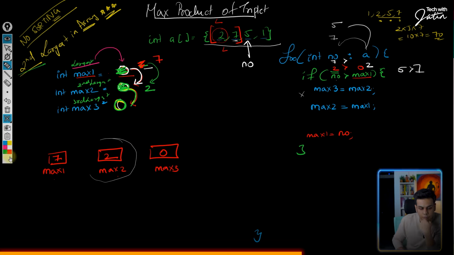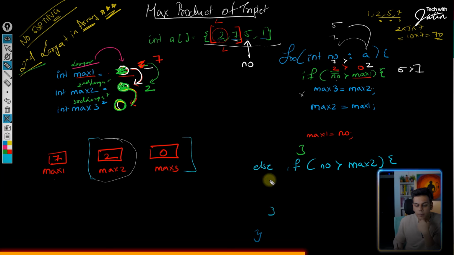So what I'm going to do is, I'm going to introduce another block. I'm going to say if, or I would say else if, number greater than max 2. Number greater than max 2. Then what? You have to just focus on these two chaps. Whatever is there inside max 2, you give it to max 3. And then you say max 2 equal to number. So over here, number is what? 5. Is 5 greater than 2? Condition is true.